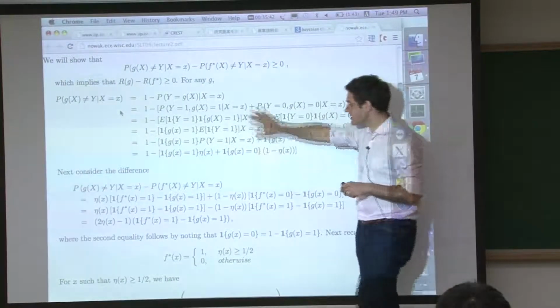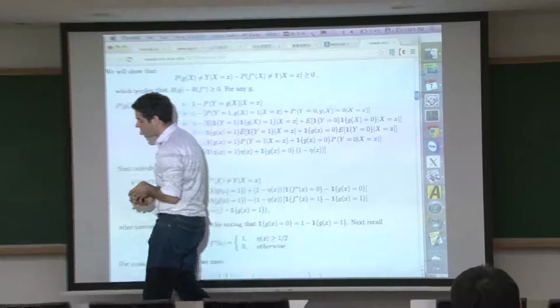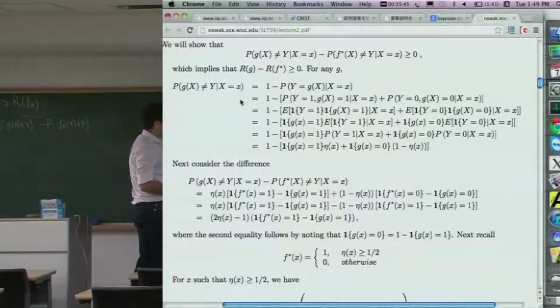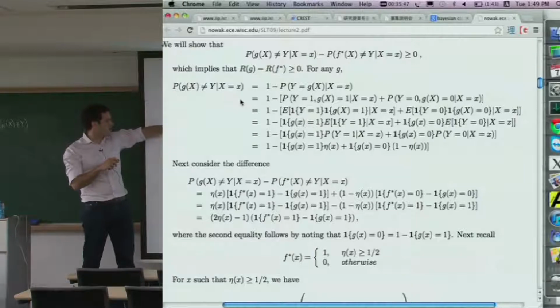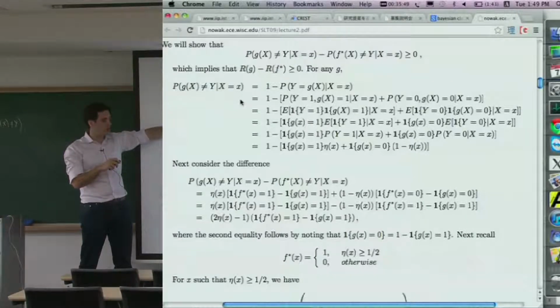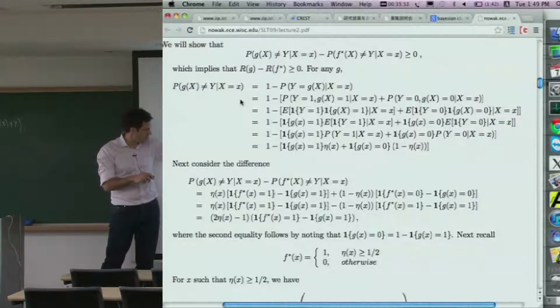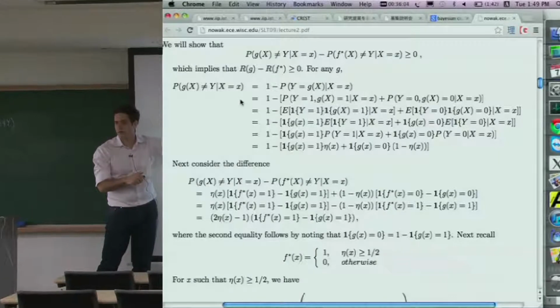So this is a long way to write that the probability that g of x is not equal to y, when you know the value of x, is basically 1 minus eta of x if g of x equals 1, and 1 minus eta of x if g of x equals 0.